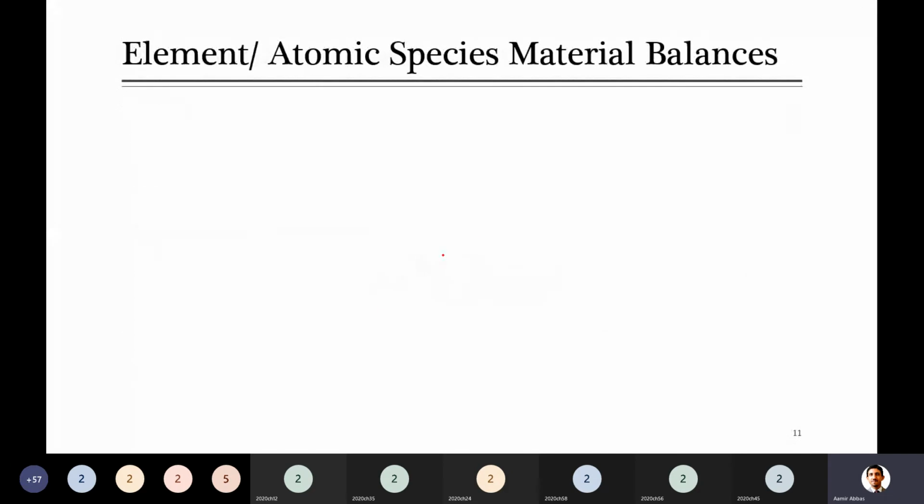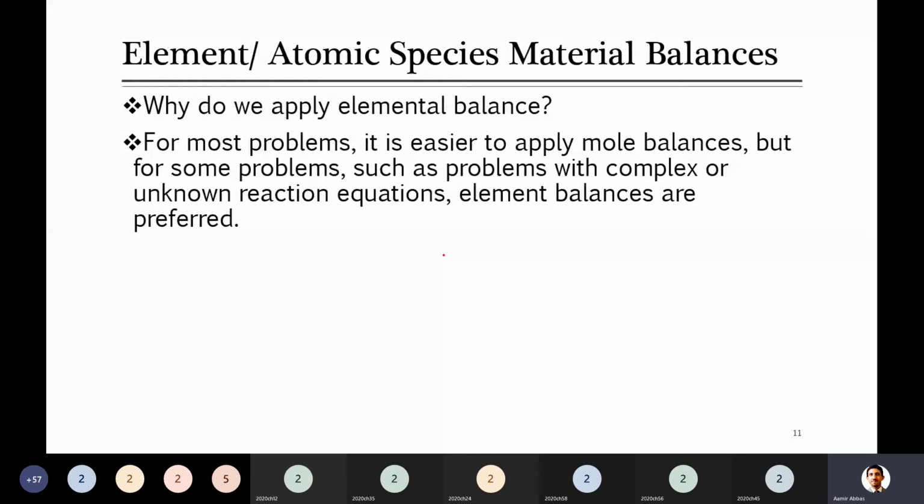It is just a simple formula. Now next, what about the elemental balance or atomic species balance, and why do we apply it? Most of the time, in the systems you work with, you can directly apply the mole balance of molecular species. But for some problems which are very complex, or where you don't know the reaction equations exactly, it's better to go for the elemental balance. Here I have mentioned a complex system or that you don't know the reaction equation. Can you relate to it? If I don't know the reaction equation, will I not be able to write the molecular species balance?